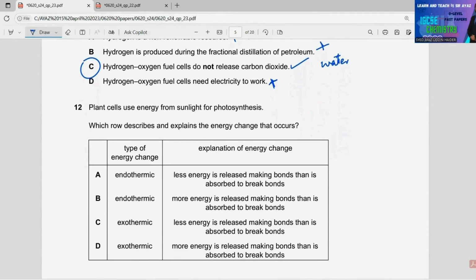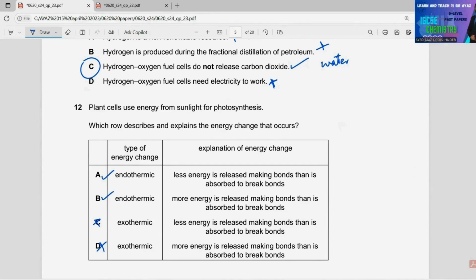12. Plant cells use energy from sunlight for photosynthesis. Which row describes and explains the energy change that occurs? Now remember, the type of energy change in this photosynthesis is endothermic. It's not exothermic. So both C and D is incorrect. It's either A or B.